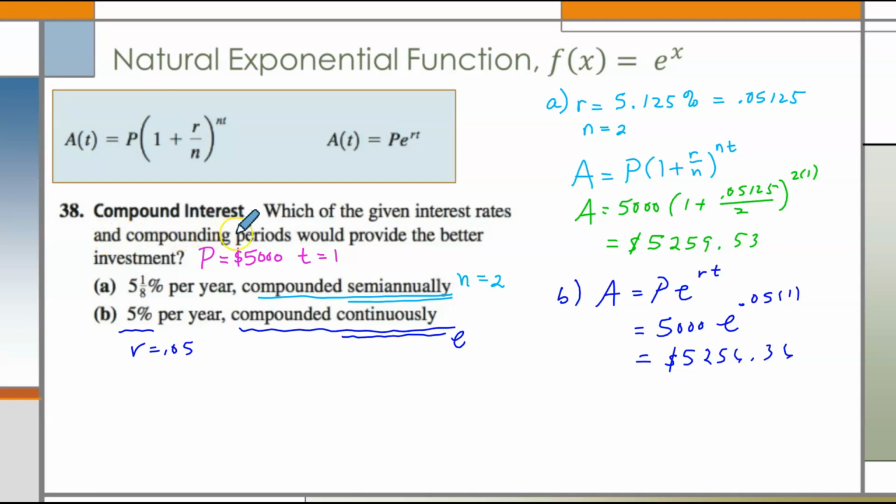Okay, which of the given interest rates and compounding periods would provide the better investment? Okay, so about 5,259.53 here, 5,256.36 here, so this one would be the better. Okay, that is section 4.2, part 2.